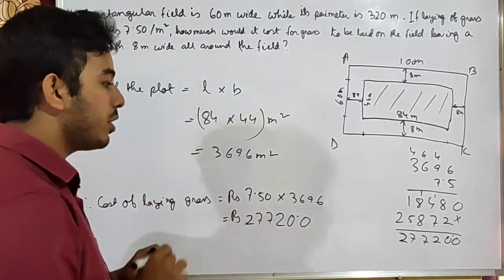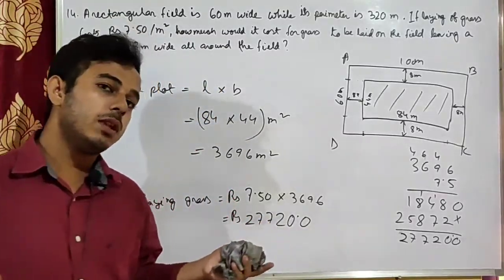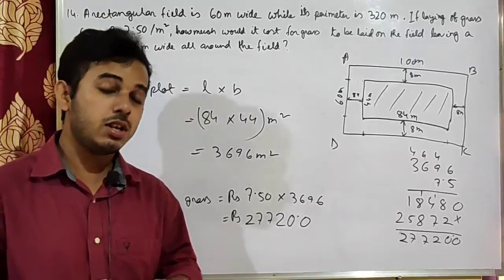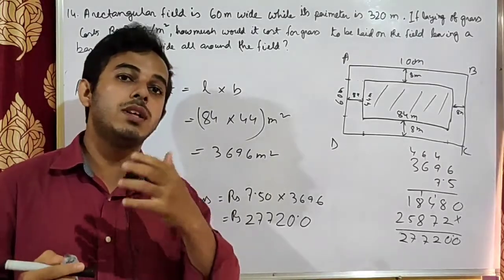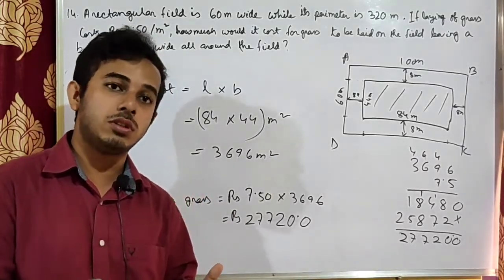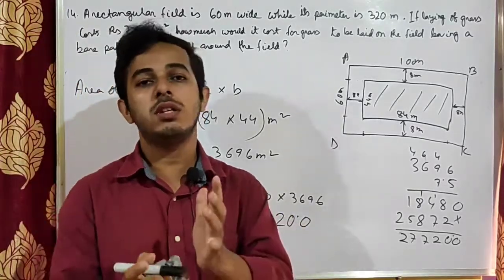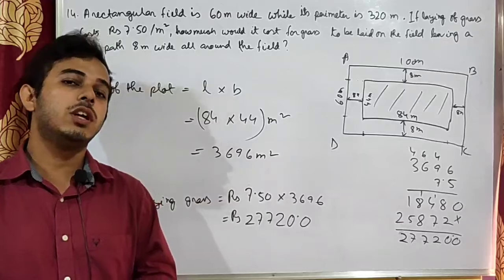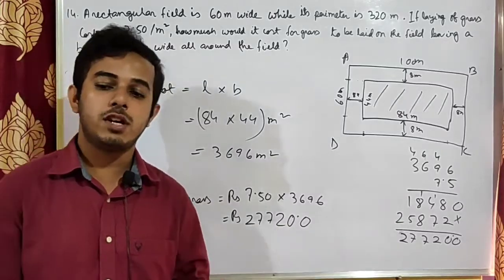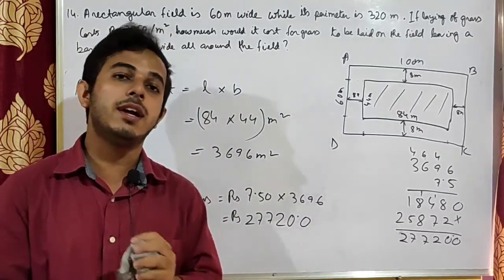So I hope you have understood how to solve such type of problems. The main thing is what? You have to know the process, you have to know what is asked in the question, okay? And if you know the process, you can easily solve any type of questions, okay? So this is the end of chapter 16, that is perimeter and area.